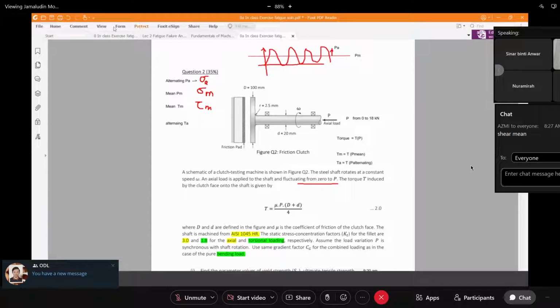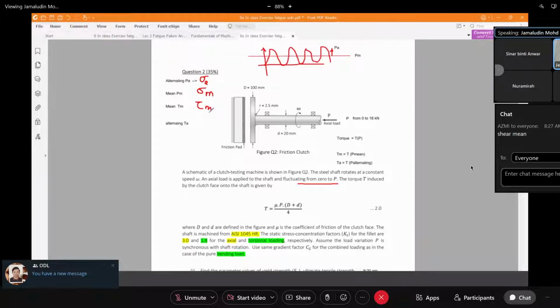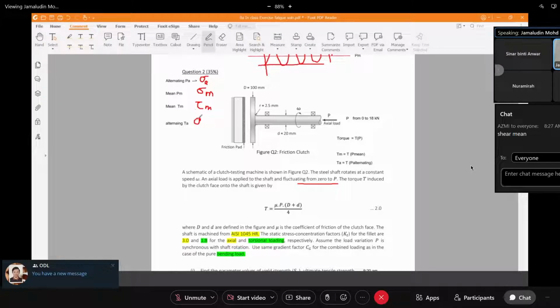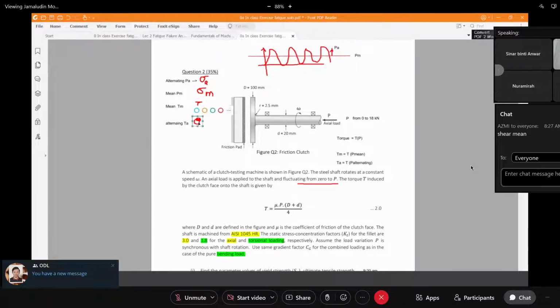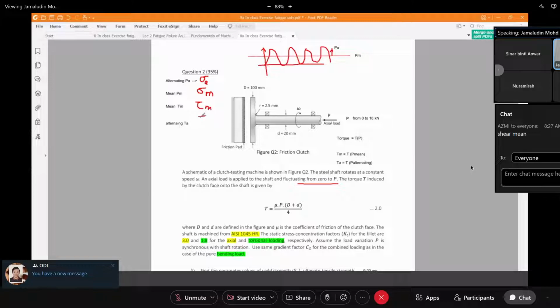Okay, this one will produce the shear, oh sorry, not shear again. All right, they will produce shear alternating. Right, because of alternating, for sure you produce alternating.